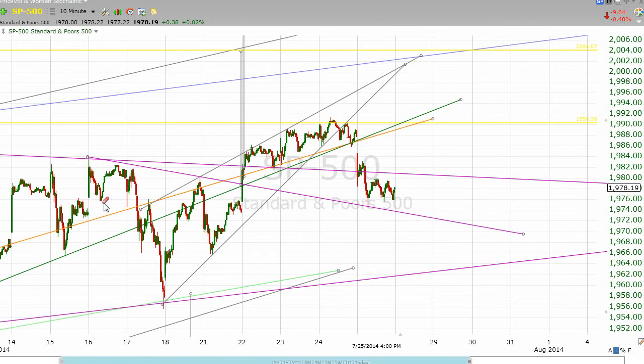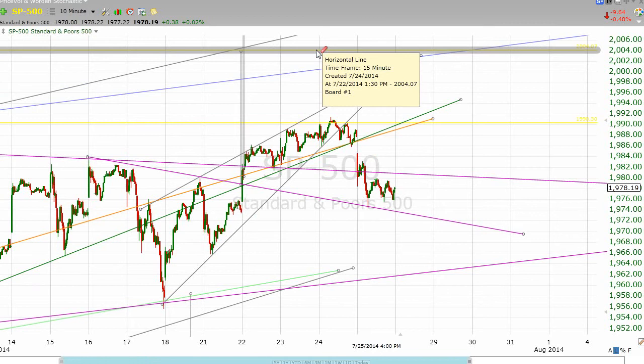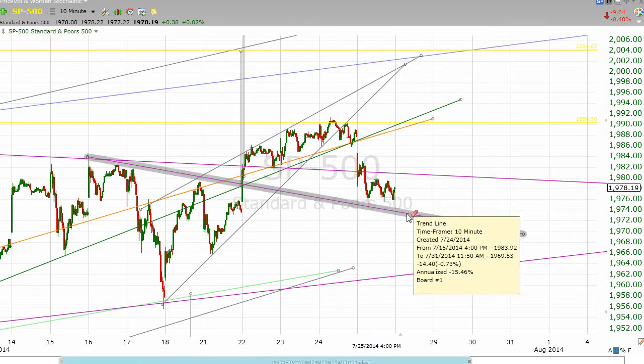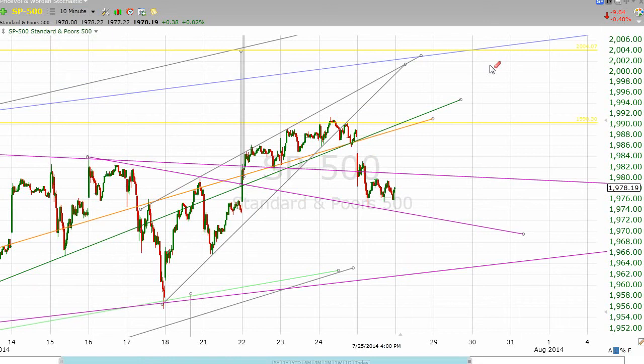We've got this inverted head and shoulders pattern right here. It has a target of about 2004. We are above that neckline. Very possible that we rally. You know, I haven't even looked at the futures yet. It's 6:10. Let me go do that and I'll report back. Hold on.